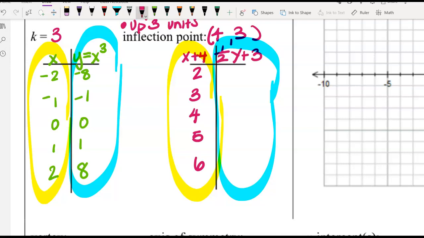Now the outputs, make sure you do your basic math a little bit slower if you are not as quick, okay? Negative 8 times half is going to be negative 4 plus 3 is going to be negative 1. Negative 1 times a half, students, is going to be a negative half plus 3 is going to be positive 2.5. 0 times anything is 0 plus 3 is 3. 1 times a half is a half plus 3 is 3.5. 8 times half is going to be 4. 4 plus 3 is 7.